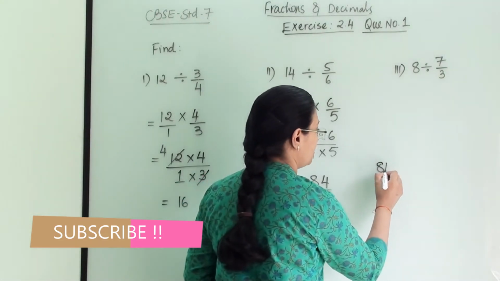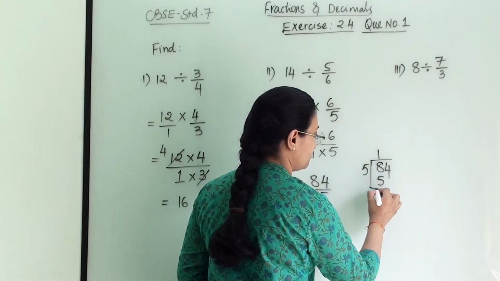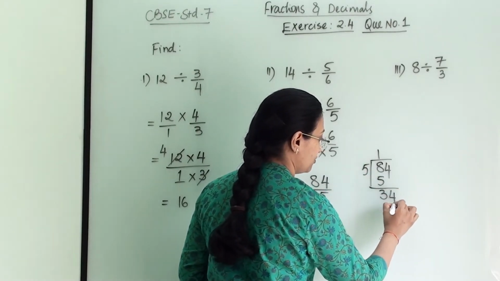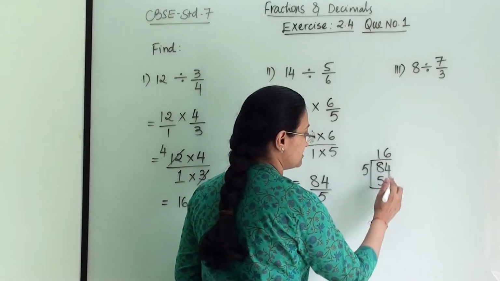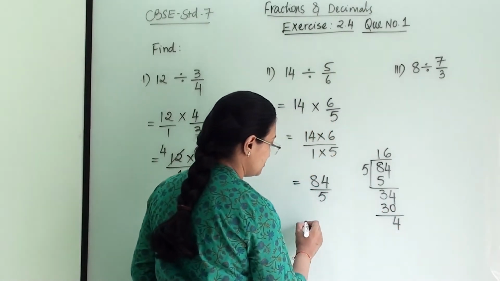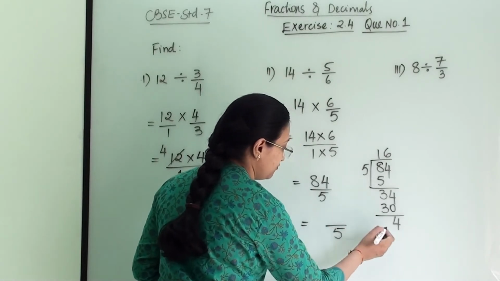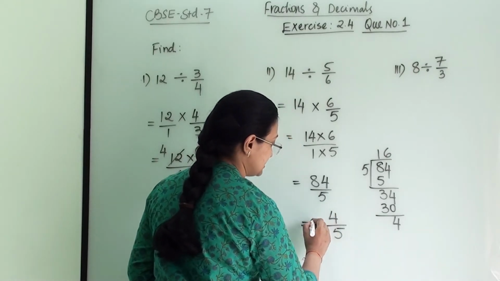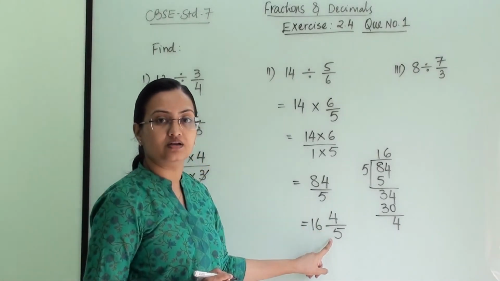So 84 divided by 5. So 5 1s are 5. We will get 3 here and 4. 7 5s are 35, so we cannot write that. So 5 6s are 30. So here we will get 4. So this will be the remainder. So the answer here is 5, 4 will come at the top and 16 will be at the front. So 16 4 by 5 is going to be our answer.